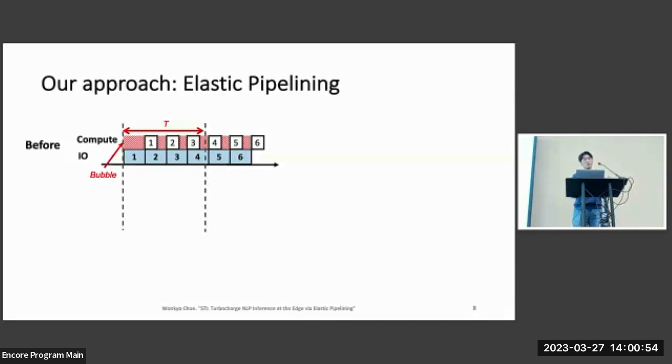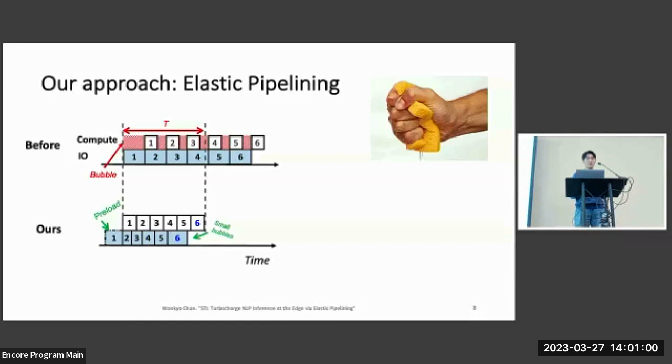Before applying our techniques, the system executes only a few blocks or layers within the target latency, but ours can execute the maximum computation within the target latency, like squeezing a certain surface of a sponge with a few fingers. Our system can squeeze a certain layer of I/O blocks elastically, so that the system can minimize the pipeline bubble and at the same time maximize computation.